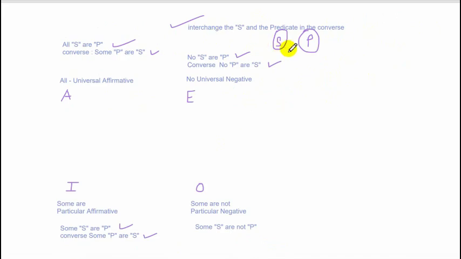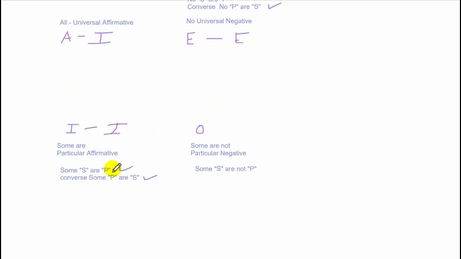So the two rules are that first we interchange the subjects and the predicates, and then the E proposition will be kept as an E proposition only for converse, and the I proposition will remain an I proposition only. That is, some will remain some, no will remain no. All will go to I. The A proposition will go to the I proposition, that is, all will go to some. I gave all the examples.